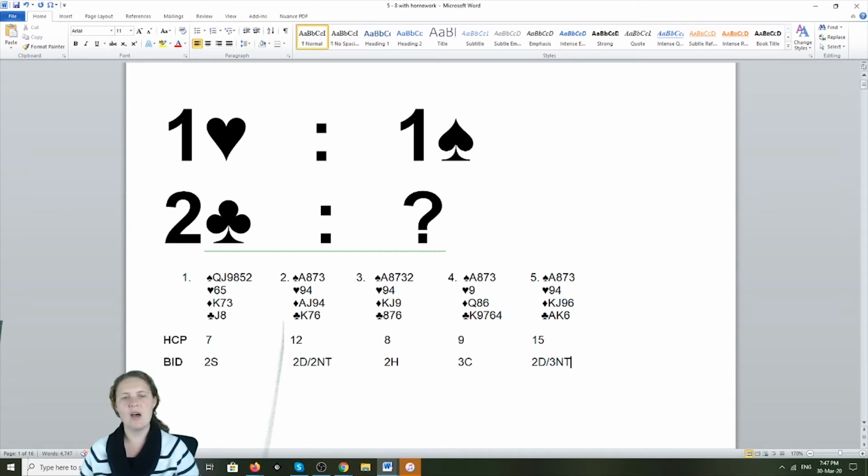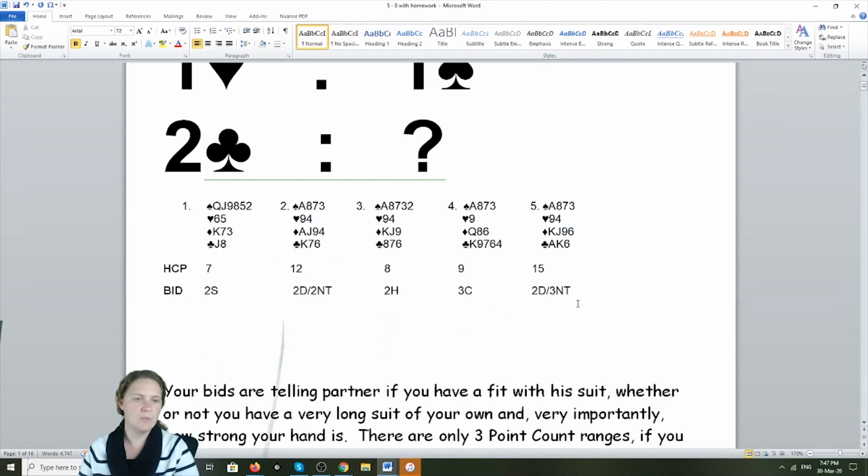And personally, I prefer 3 no trumps, mostly because of the idea that, remember, if partner's got 5 cards in hearts and 4 cards in clubs, there's only 4 cards left in the rest of their hand. So it's really unlikely that those 4 cards would all be diamonds. But if you wanted to bid 2 diamonds, that's also fine as well. I just think 3 no trumps is a little bit of a better bid.